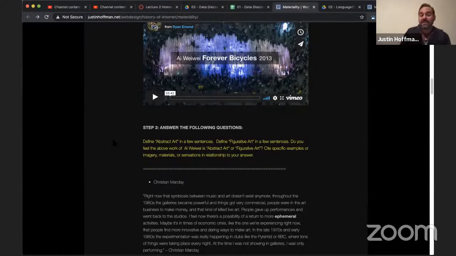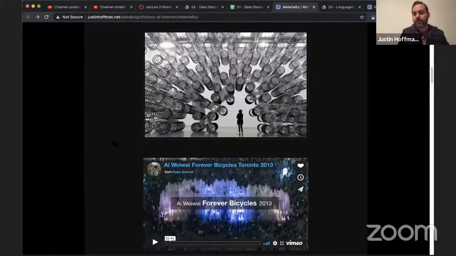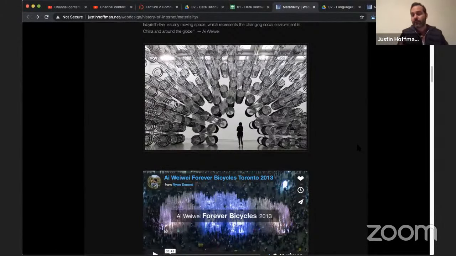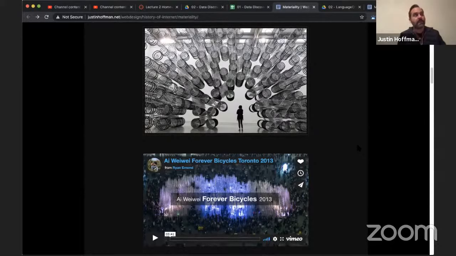So for this piece of work, looking at the bicycles and the work of Ai Weiwei, define abstract art in a few sentences, define figurative art in a few sentences. And do you feel the above artwork of Ai Weiwei is abstract art or figurative art? Cite specific examples of imagery, materials, or sensations in relationship to your answer. There's no right or wrong answer, by the way, but look up those definitions if you don't know them already, or give your best definition, and then look at this piece and answer what your answer is in respect to the piece itself.